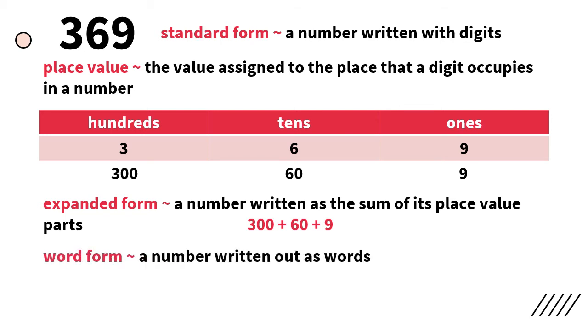One more form, and that's word form. And just like it says, it's a number that's written out as words. So I would think about how I say the word 369, and I would write out 369. Let's try some more.